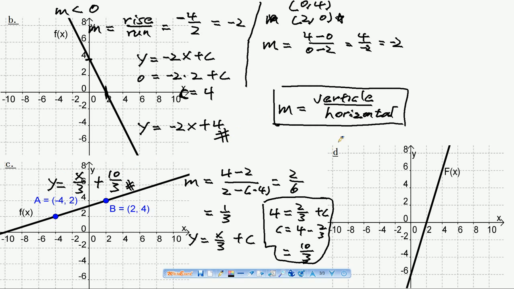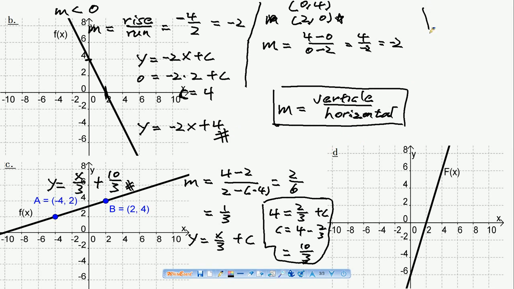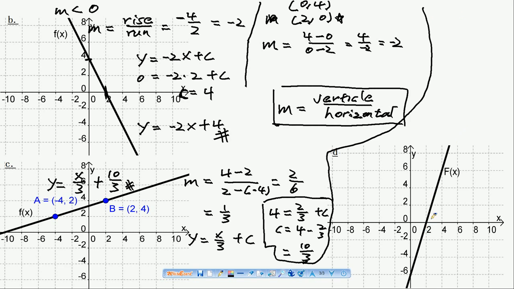Okay, let's look at graph D. It has 2 points. The x-intercept is here, and the y-intercept is here. So this is 2, 0, and the y-intercept is 0, minus 6.